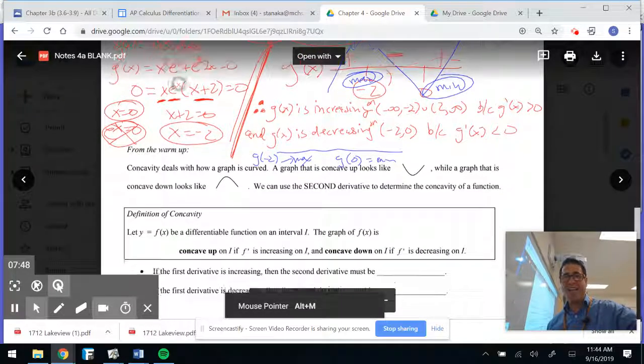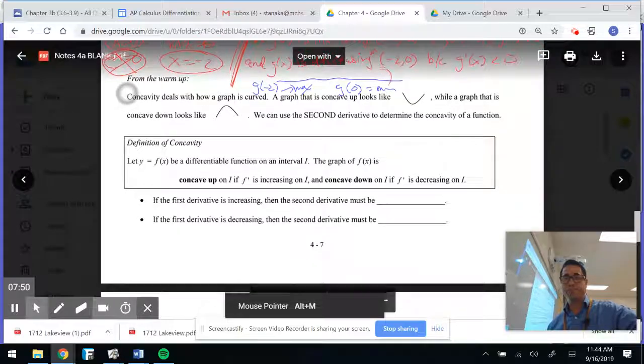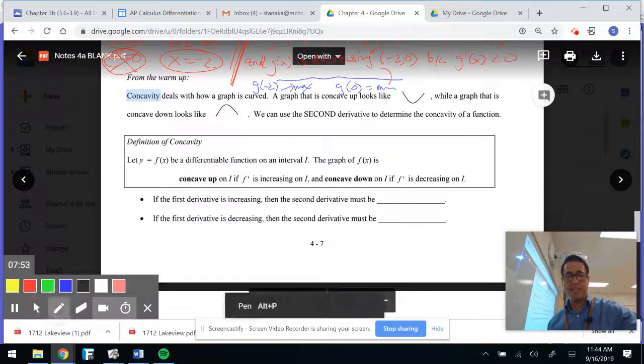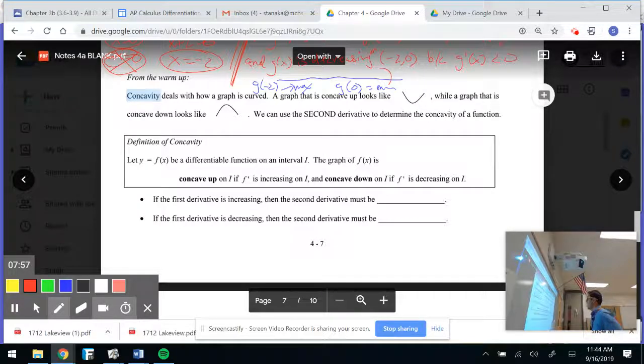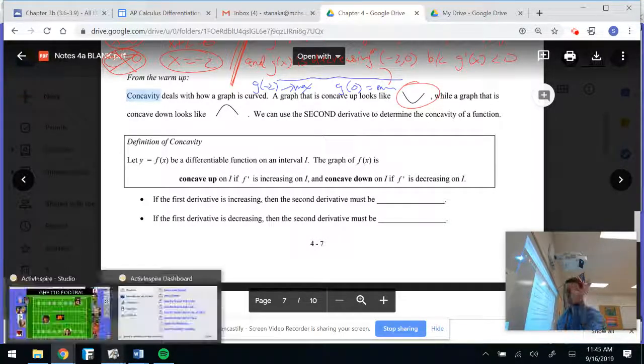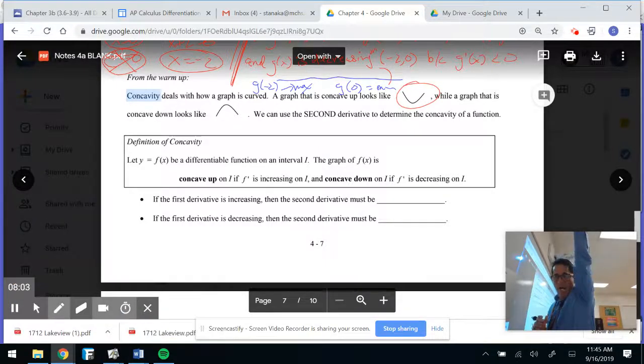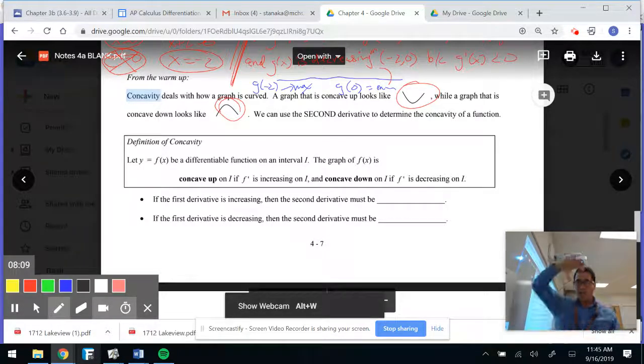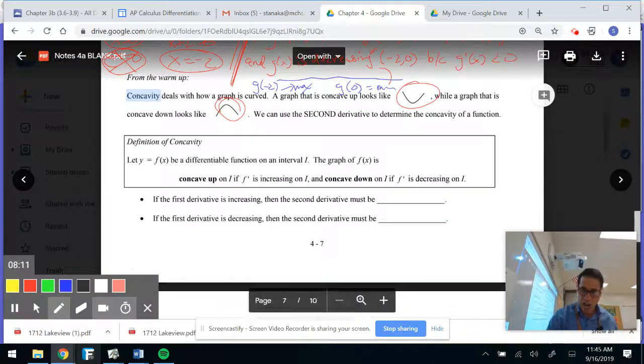All right, let's roll from the warm-up. Concavity deals with how a graph is curved. A graph that is concave up looks like that, like a cup going up, while a graph that is concave down looks like this, like a cup that's going down.